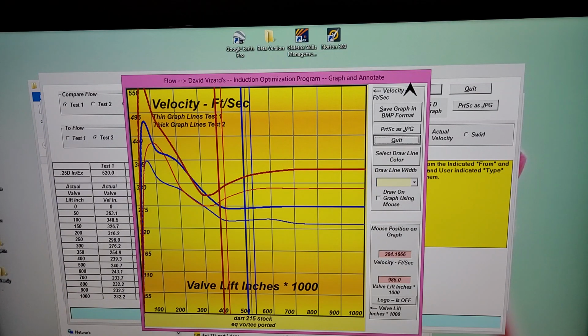And this is actually the velocity at the valve seat, calculated. Notice the Dart exhaust is pretty good. You get 440 out of it. My exhaust with the radius is way better at 550. And the intake is better as well.